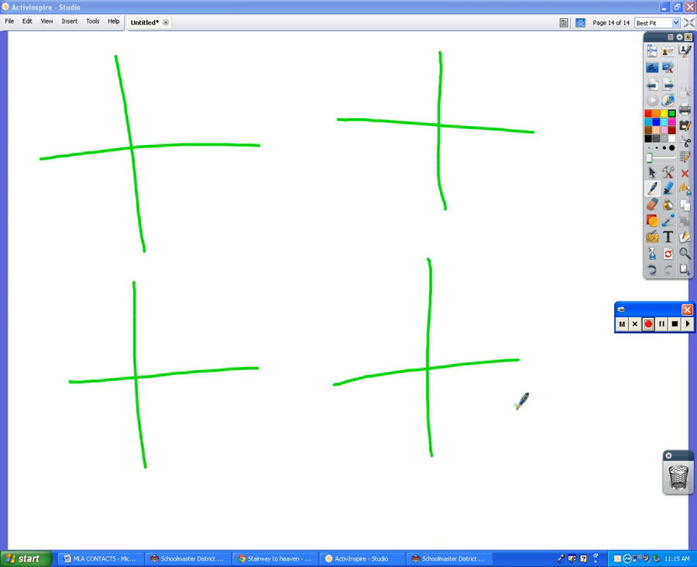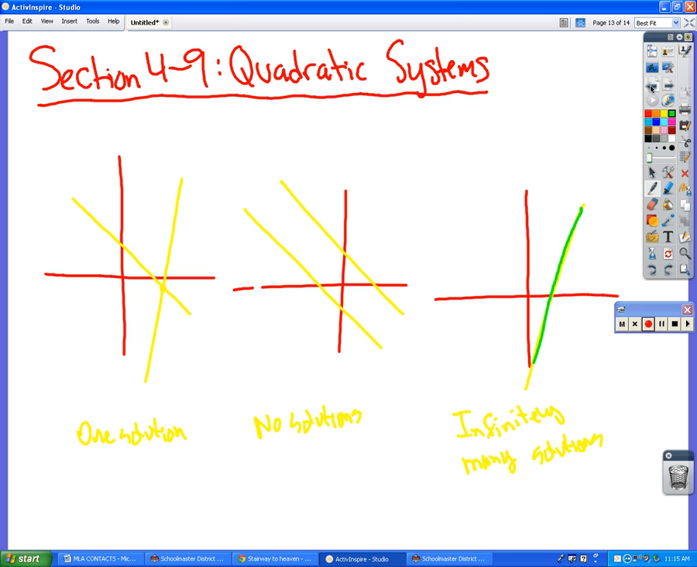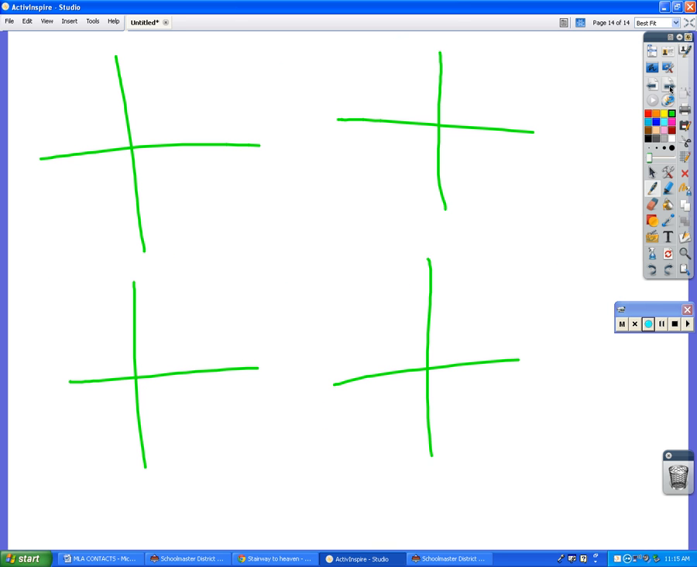Okay, so to recap, this is just a little review to connect to something that you've studied already before. Linear systems can have one solution if the lines cross once. They can have no solutions if the two lines are parallel, or they can have infinitely many solutions if the two lines are the same. Okay? So we're going to talk about quadratic systems.